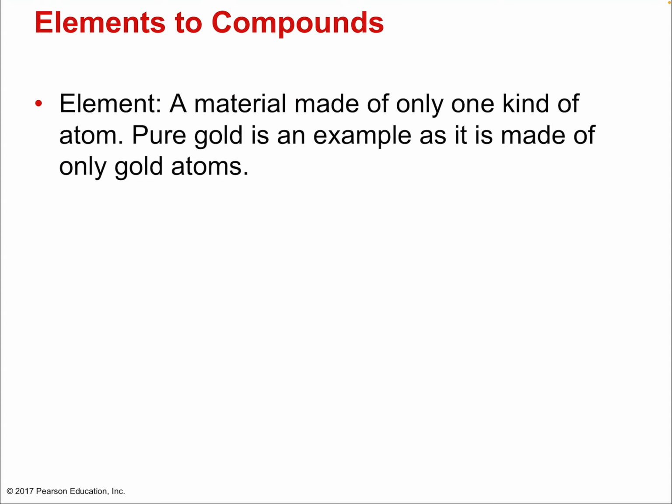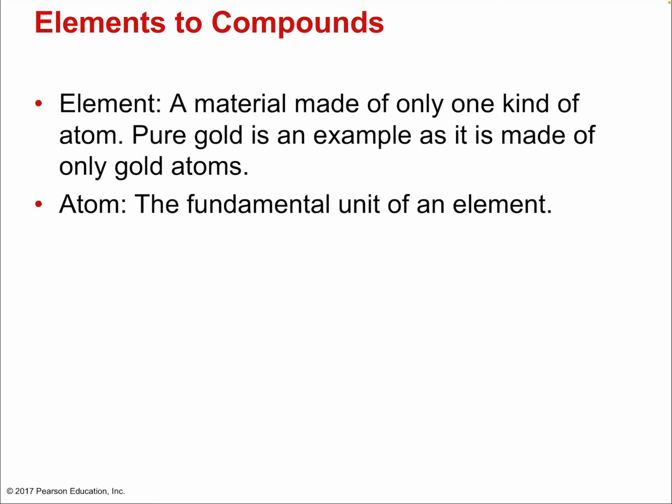Pure gold is an example, as it is made of only gold atoms. Okay, so that's an elemental material. Indeed, we defined that in a previous chapter, but it's good to review it here. An atom is the fundamental unit of an element. You should know that again from a previous chapter and lecture.